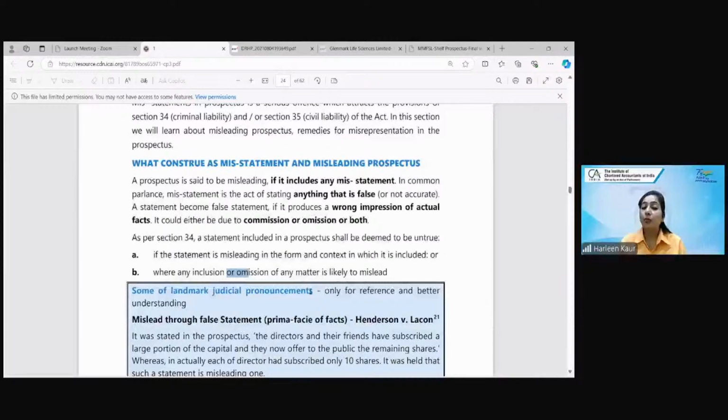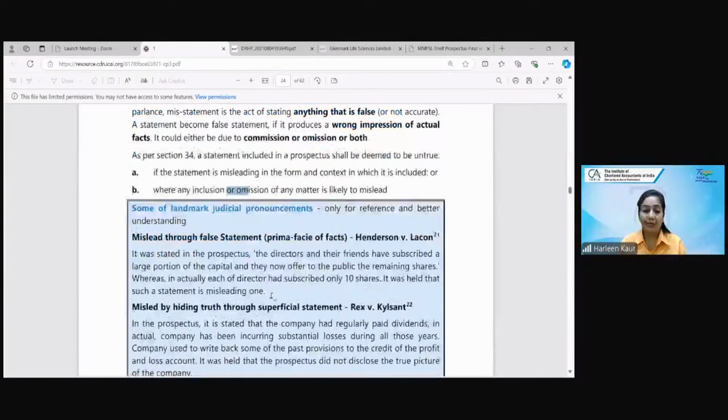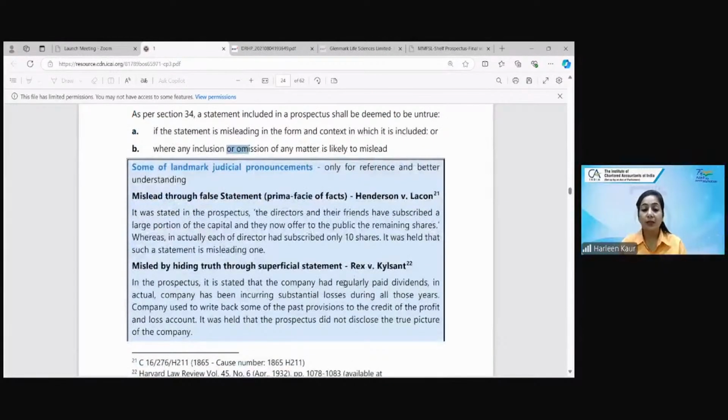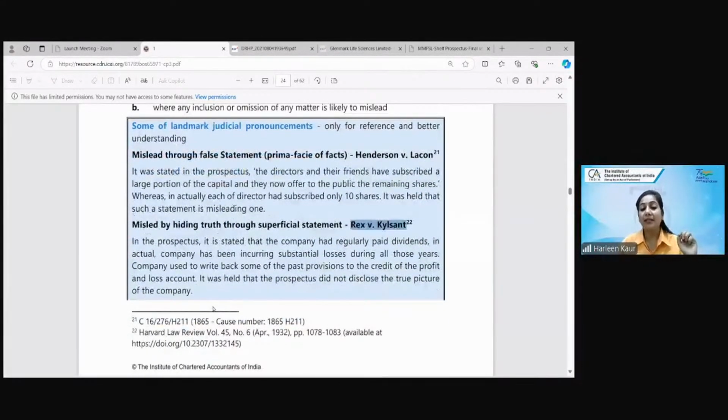So inclusion or omission of any matter which is likely to be misleading. So let's see certain case laws which have been given over here. Rex versus Kylsen. Now what happened in this case? A company was paying regular dividends. There was a company, Rex versus Kylsen case law we are going to discuss. It says there was a company and it gave its prospectus that we are paying regular dividends to our shareholders.